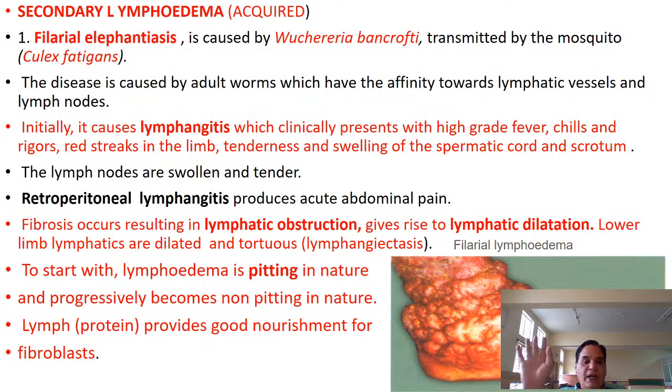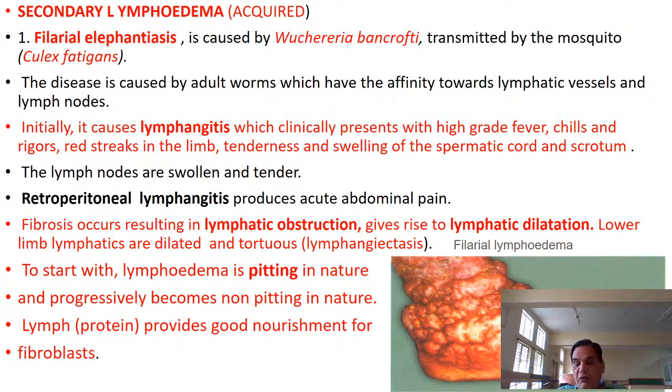Lymph nodes are swollen and tender. Abdominal pain is due to retroperitoneal lymphangitis. Ultimately, what is going to happen? It is going to lead to fibrosis. Fibrosis gives rise to lymphatic obstruction. Lymphatic obstruction gives rise to lymphatic dilatation. Understand? The whole process is going toward the formation of lymphedema.